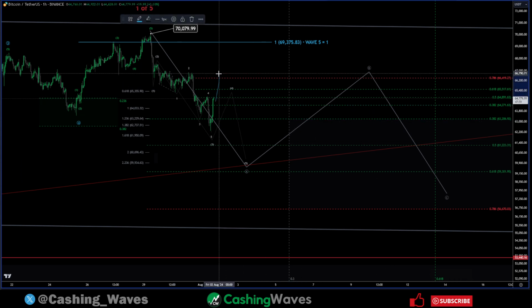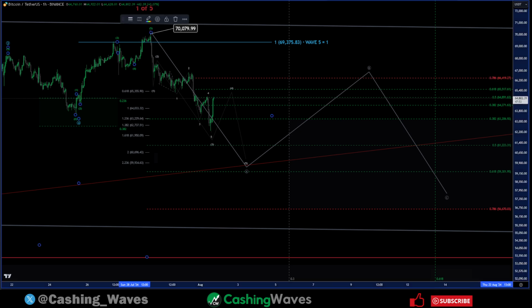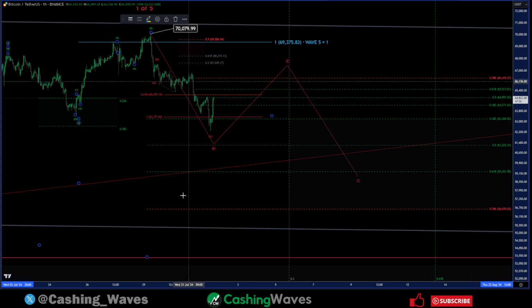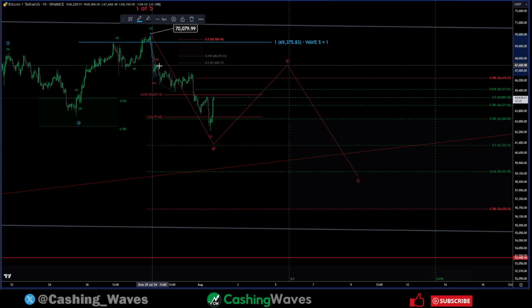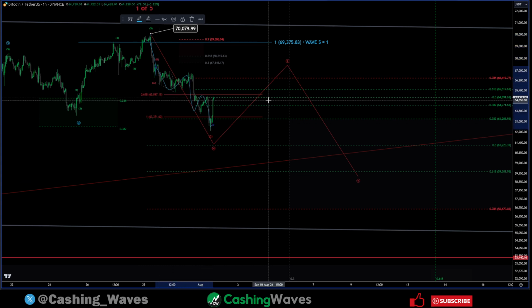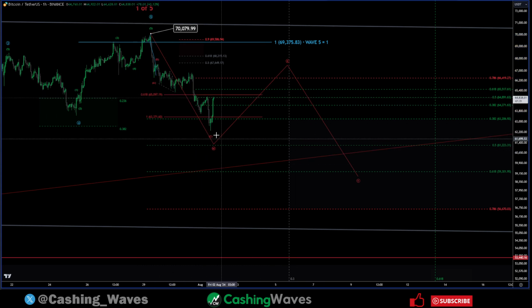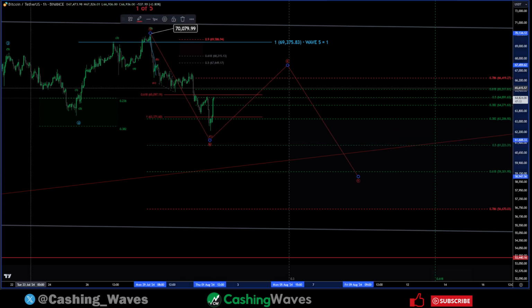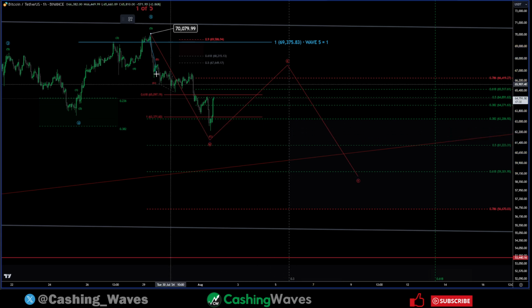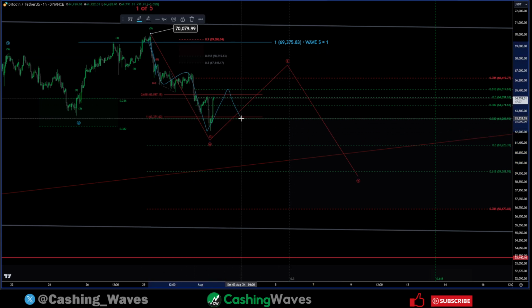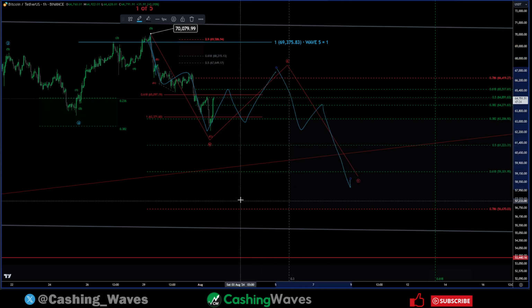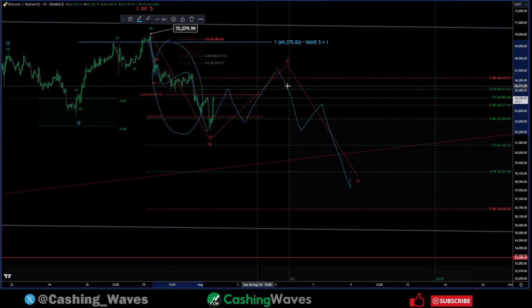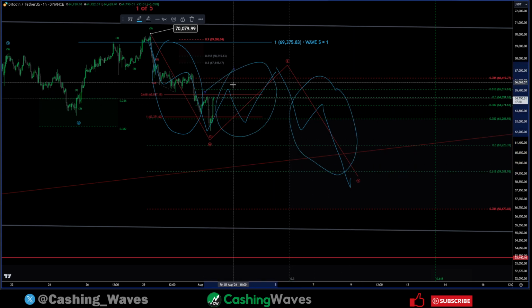All right, so if we do invalidate, what do we expect? Well, if we do invalidate, my count would be a WXY, because we have a 5, and then we'd have another 5 wave as an ABC. In that case, I would consider this a W wave, which is 2 3-wave patterns connected to each other, 2 complex, making a complex correction. So we'd get like an ABC X wave and another ABC, just like such. Pretty much an exact replica of that wave with the connecting wave in between.